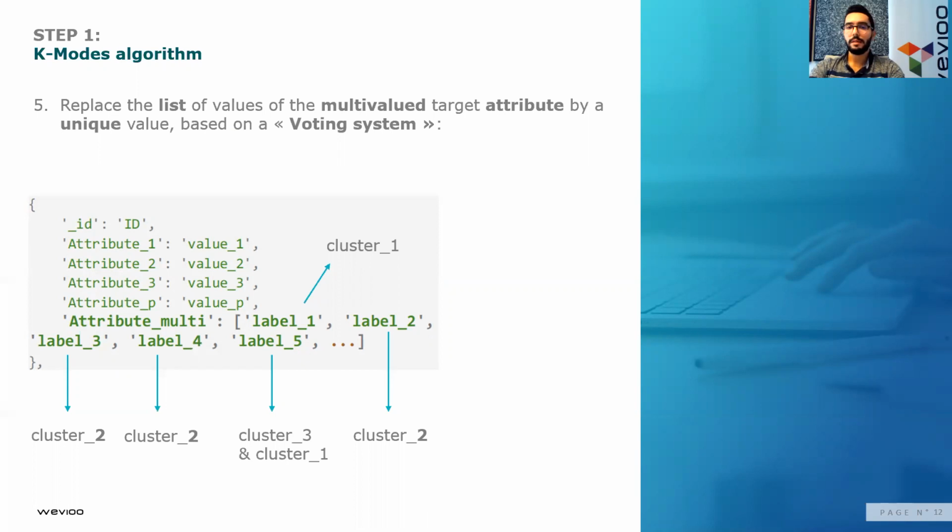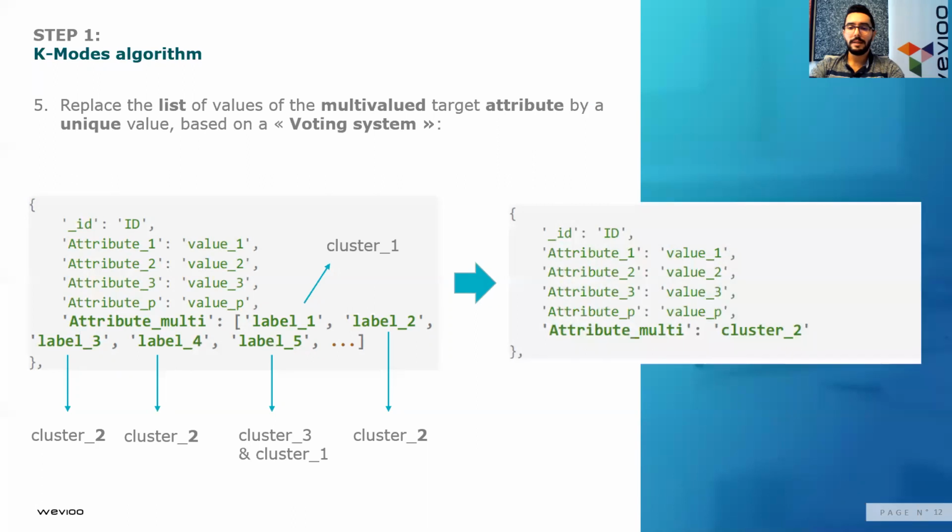And after we implemented the k-modes algorithm and generated the clusters of labels, we found out that label 3 belongs to cluster 2, label 4 to cluster 2, label 2 also belongs to cluster 2, and label 5, for example, belongs to cluster 3 and 1 at the same time. So what the voting system does is replace the list of values by a unique value, which is cluster 2, the cluster that is most represented in the list of values of that categorical key.